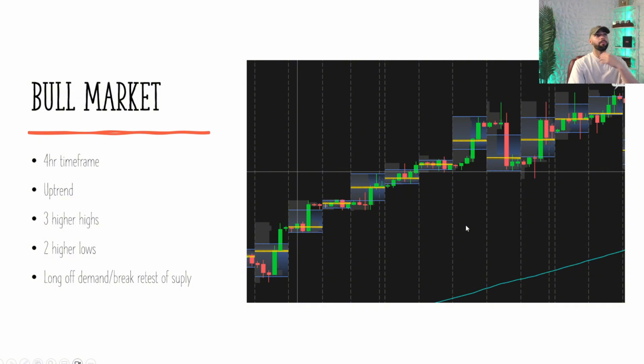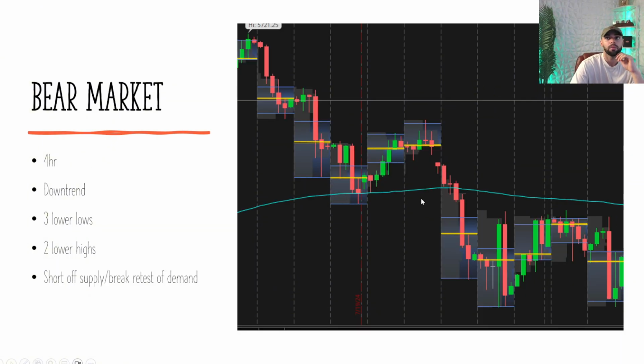Very easy. In a bull market, we have something that is easy to use to identify it. The way I look at it is 3 higher highs, 2 higher lows. I look at the 4-hour time frame to determine my sentiment. If we have a bull market, I want to go long off demand, or wait for a break of supply and retest to go long. The market's bullish. You want to follow the trend. The trend is your friend. Go long.